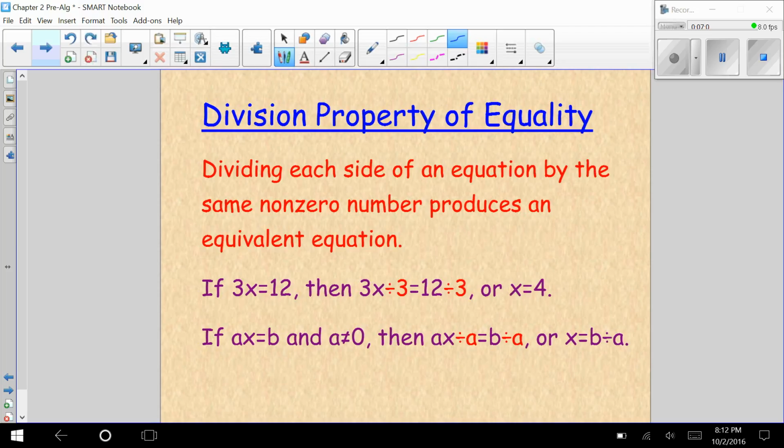All right, the division property of equality. Dividing each side of an equation by the same non-zero number produces an equivalent equation. So 3x equals 12. I'm going to divide both sides by 3, and I'll end up with x equals 4. Remember, 3x means 3 times x. So if ax equals b, and a is not equal to 0, then I can divide both sides by a, and x will equal b divided by a.